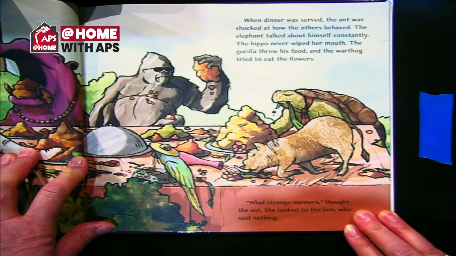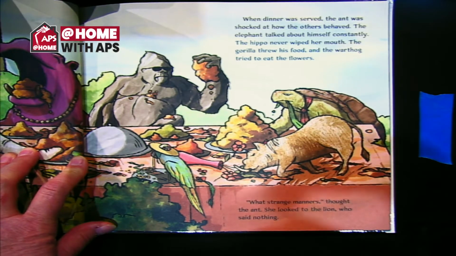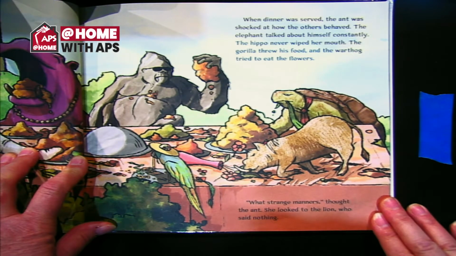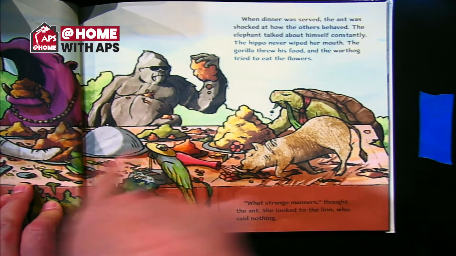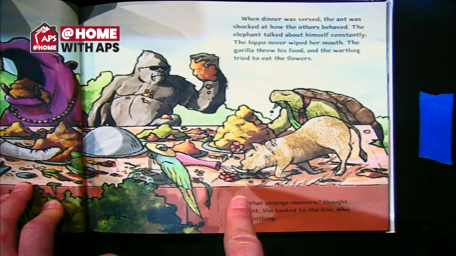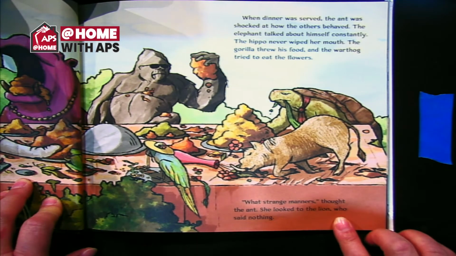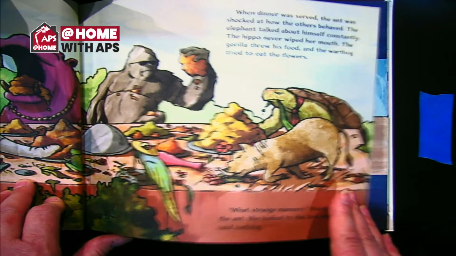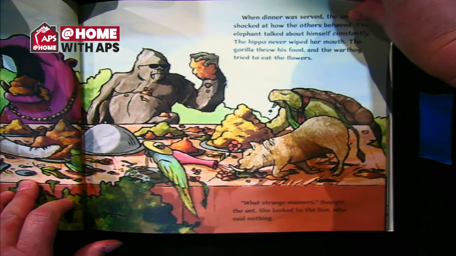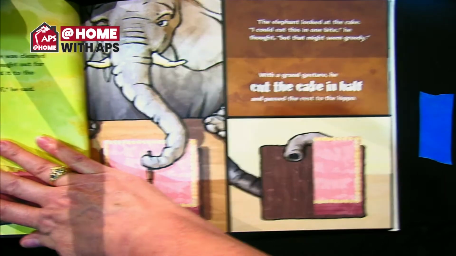When dinner was served, the ant was shocked at how the others behaved. The elephant talked about himself constantly. The hippo never wiped her mouth. The gorilla threw his food, and the warthog tried to eat the flowers. Look at this crazy scene. Does that look like dinner at your house sometimes? Yeah, sometimes at my house too. What strange manners, thought the ant. She looked to the lion, who said nothing. Wonder what the lion was thinking about all those different people at dinner. All right.